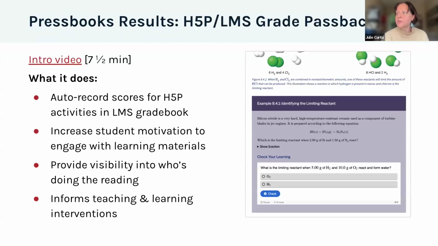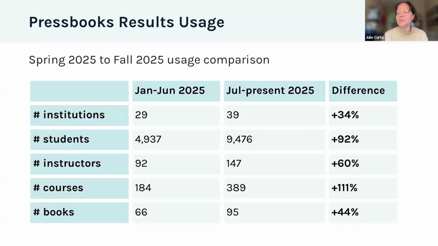Okay, Pressbooks results. So hopefully everybody knows this is our H5P learning management system grade passback, that for graded H5P activities, it passes grades automatically into the grade book. And one of the things we're excited about is looking at the way that usage has grown over this year. So this is something that we piloted last fall. It went well, and so we felt comfortable moving it into general release last January.